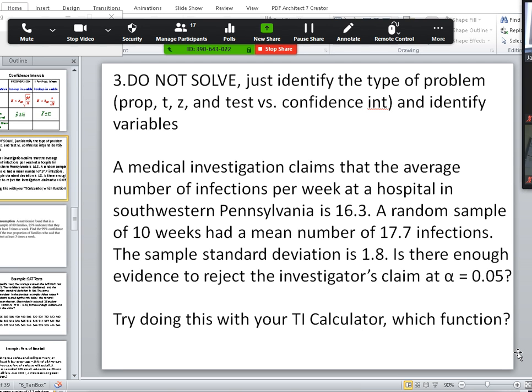Try doing this with your machine calculator, which function. All right, so don't solve it. Just tell me whether it is a mean or a proportion, whether you're going to use a t-table or a z-table, and whether this is a hypothesis test or a confidence interval. So take 15 seconds on your own and try to figure that out.